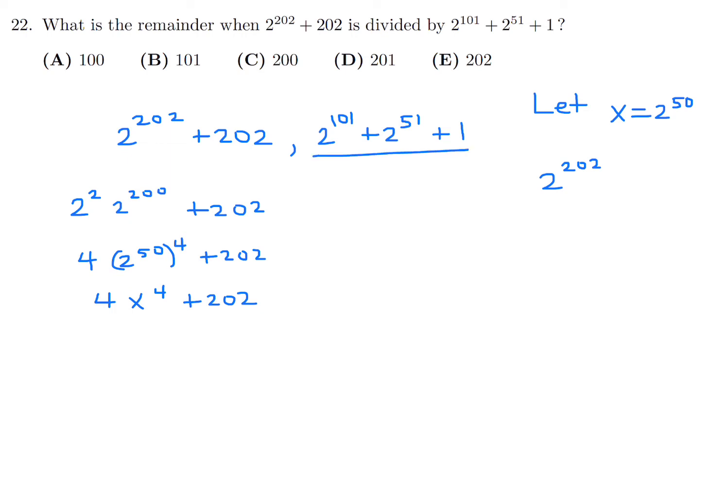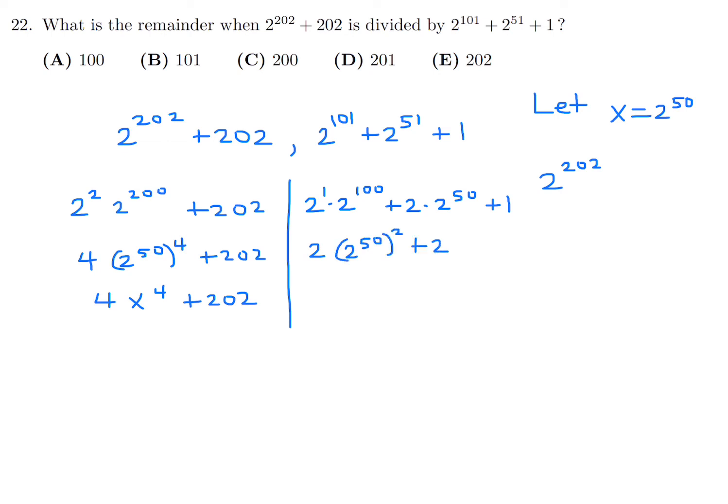Okay, now let's do the same kind of substitution here. I think that can be broken into 2 to the power of 1 and then 2 to the power of 100. 2 times 2 to the power of 50 plus 1. So we have 2 times 2 to the power of 50 all squared plus 2 times 2 to the power of 50, which is just x, plus 1, and then that's going to be just x squared. Okay, so we boiled it down to this.